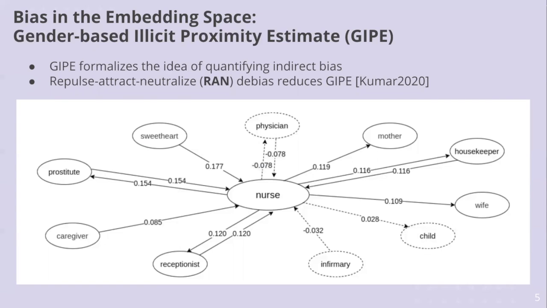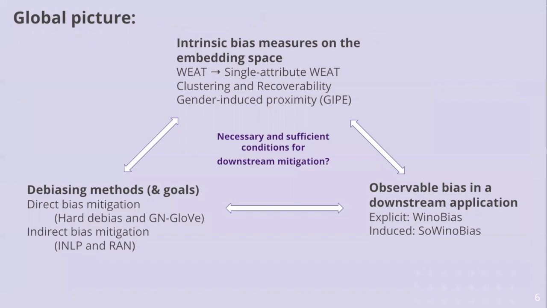Finally, another way that we could think about indirect bias on the embedding space is to quantify undue gender-induced proximities among word vectors. For instance, if we looked at the word vector for nurse and looked at some of its nearest neighbors, there are some that make sense to be there, things like physician, infirmary, but some that seem to be there only because of some shared gender association. So things like sweetheart, receptionist, and so on. This whole thing was formalized into a single metric called GIPE, which measures this undue proximity bias. So we can see in recent years there's been this progression of identifying bias from direct to indirect, and then developing the corresponding mitigation methods.